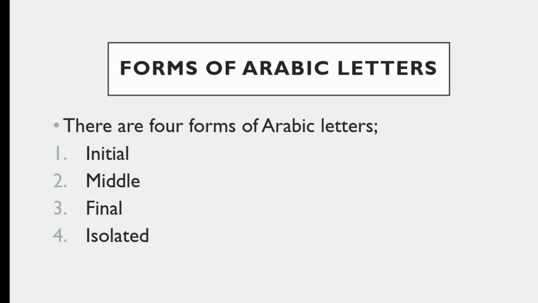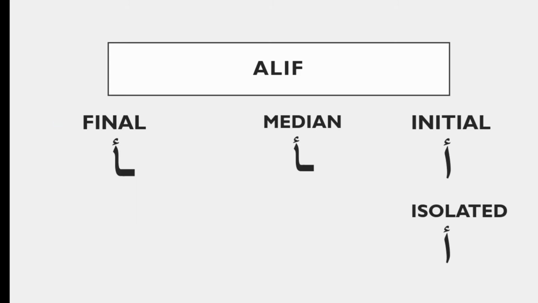identify them wherever I see them in the Quran. For alif, we have the initial and the isolated stage written the same way, and then we have the median stage and also the final stage written the same way. That's because you can't add a letter to the left hand side of alif. You can add a letter to the right hand side, but you can't add it to the left hand side.